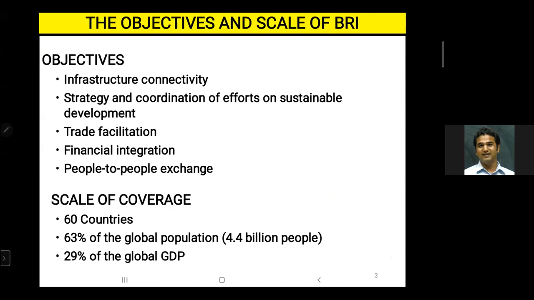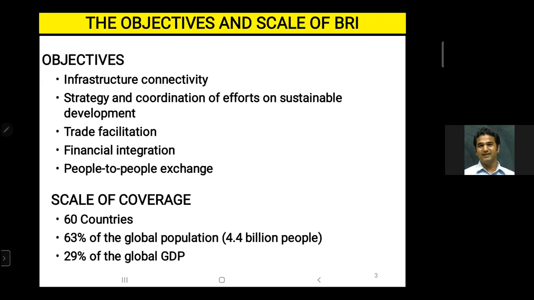What are the objectives and scale of BRI? Of course, you know that BRI, other than the Sustainable Development Goals, constitutes one of the largest, perhaps the largest ever infrastructure development project in the world. So one of the objectives, of course, is infrastructure connectivity between nations, between regions of the world, strategy and coordination of efforts on sustainable development, and a number of other trade and finance related objectives.